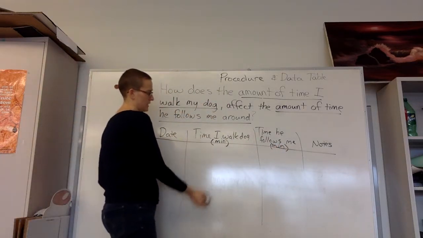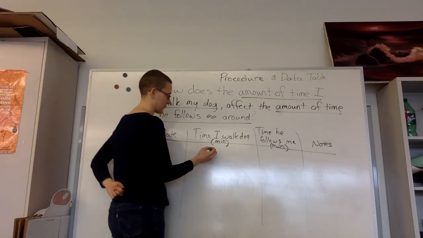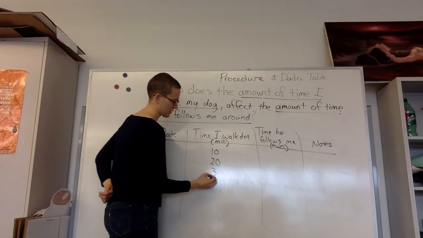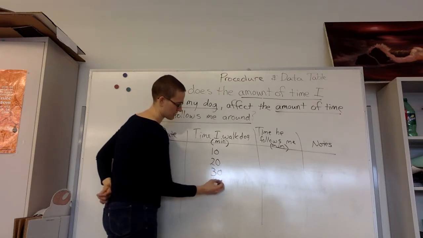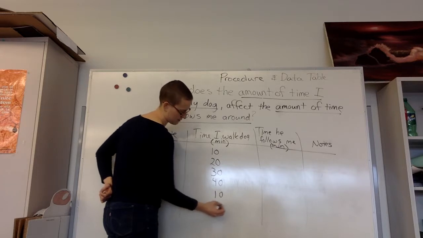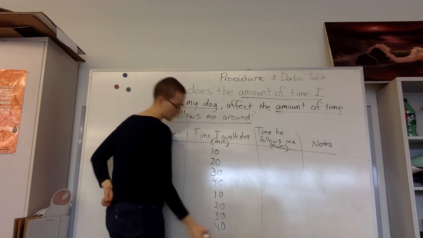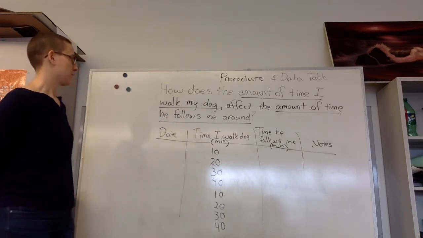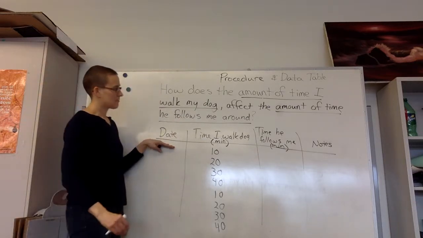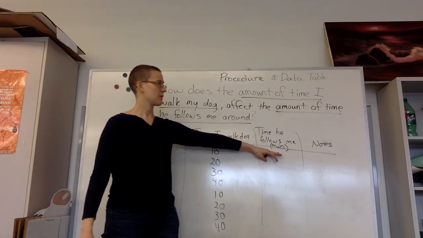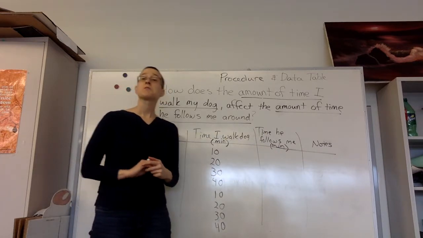So I'm going to set up my times ahead of time. I want to walk him 10 minutes, then 20 minutes, then 30 minutes, then 40 minutes, and then keep this pattern going. And I'll repeat it for that whole 3 weeks of time. I'll fill in the date every day, then I'll walk him this time, and then I'll record the time he follows me around.